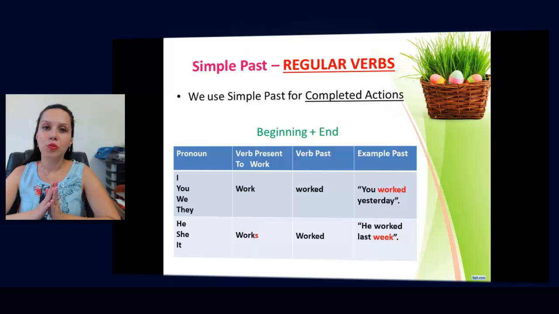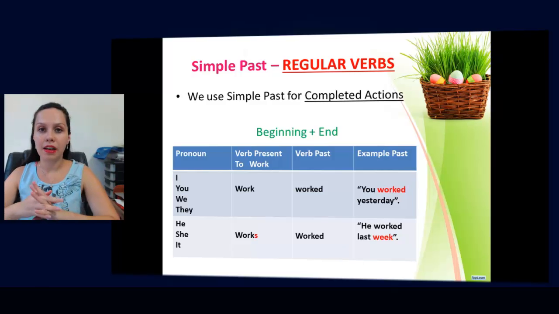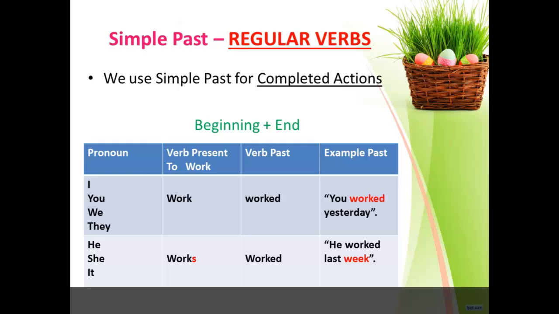In English, we have two types of verbs in past. We have regular verbs and irregular verbs.